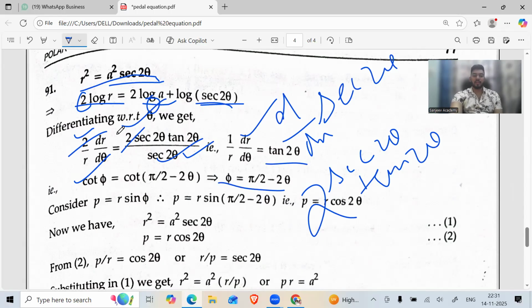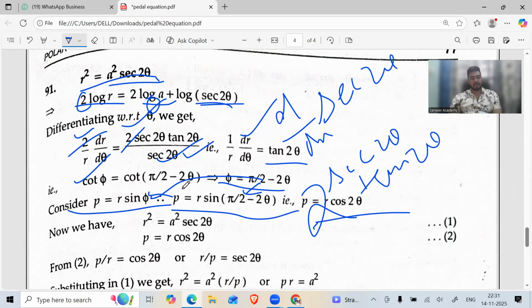I got phi. Write on the same thing, p is equal to r sin phi. Suppose if I'm going fast, reduce the speed. From normal, you can reduce the speed to 0.5 or 0.75. So I got p is equal to r, and whatever phi value I got, I'll put in place of phi: pi by 2 minus 2 theta. I got cos 2 theta. Correct? Yes. Now write down the question.